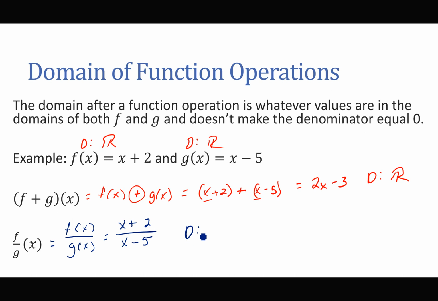But now my domain is restricted. I know I can have any number I want except x cannot be a positive 5. Right? I could go negative 1,000,000, I could go negative 10, I could go positive 100. Any number I want to choose except x cannot be 5.